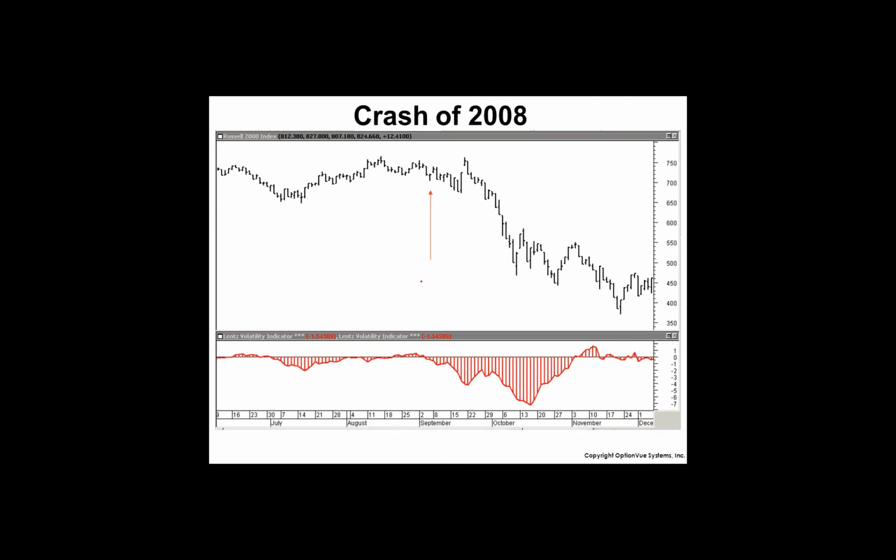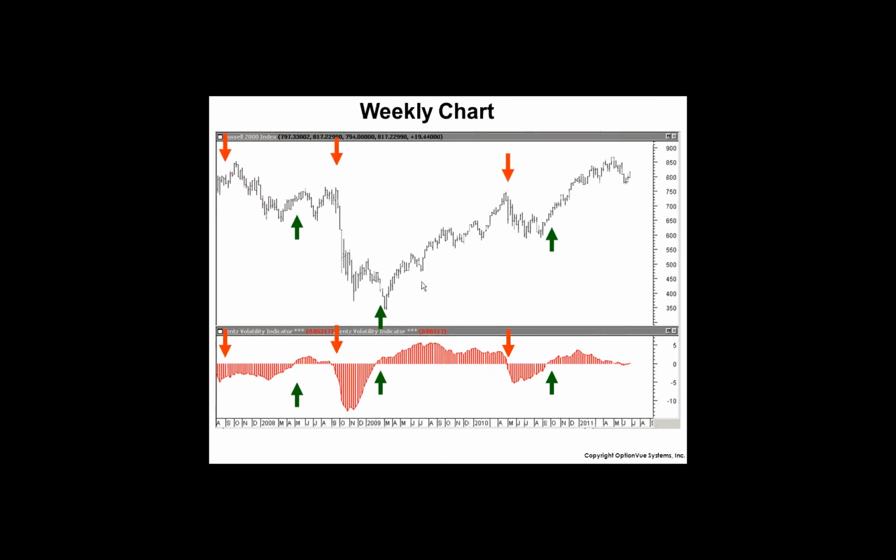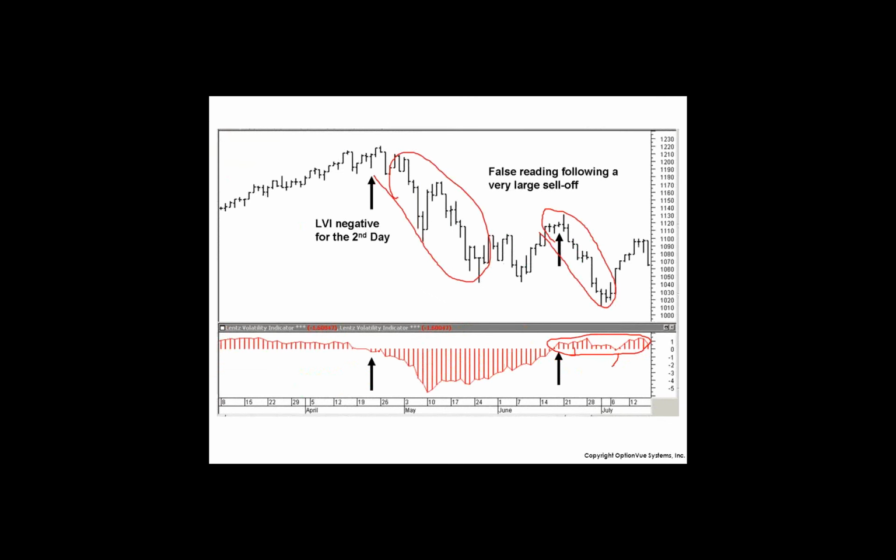How would this thing have done going into the, what's my next slide? Okay, I wanted to come back here. Before I go to the crash of 08, I just want to point out to you, going into the flash crash of 2010, look at this. We had our consecutive days hit before the flash crash.